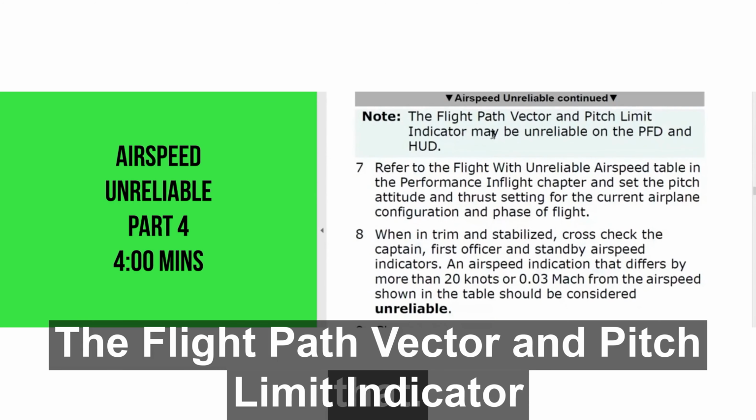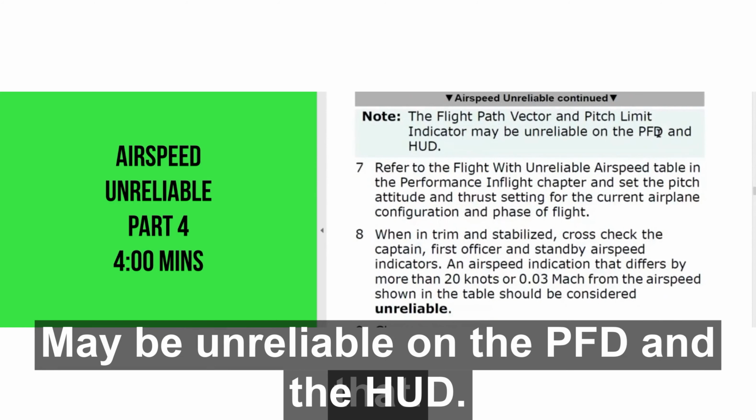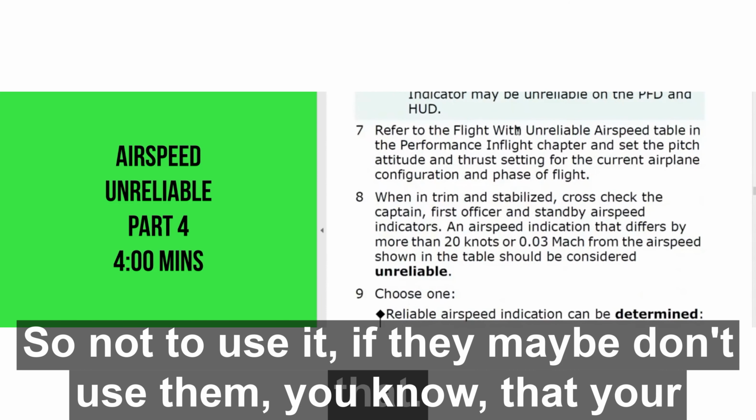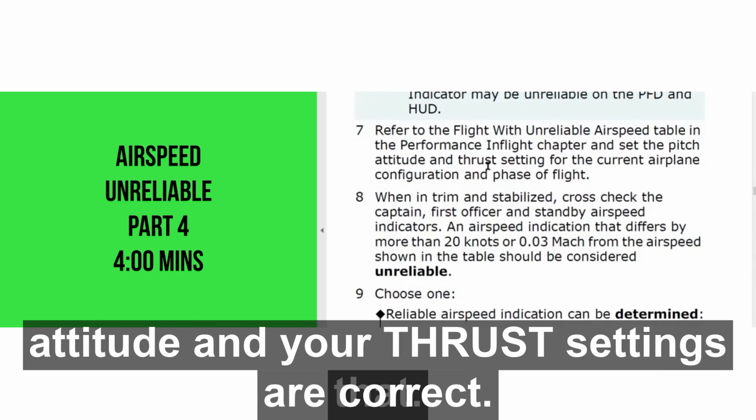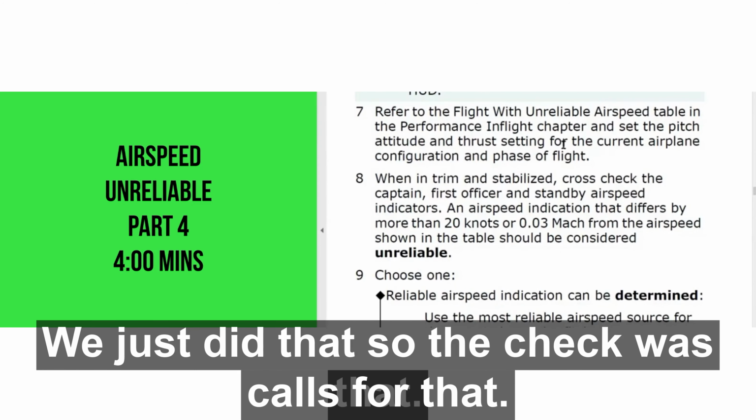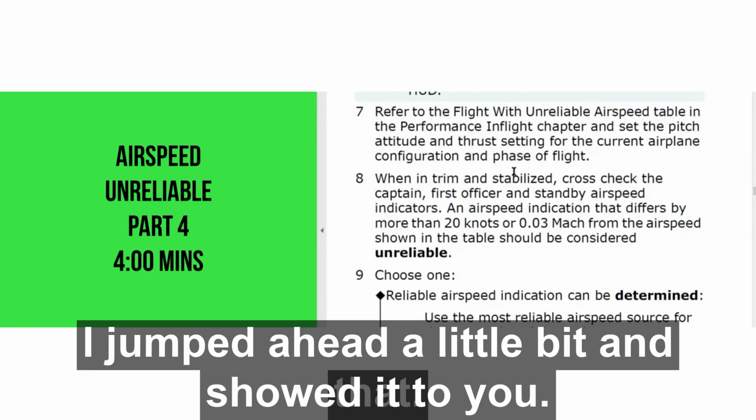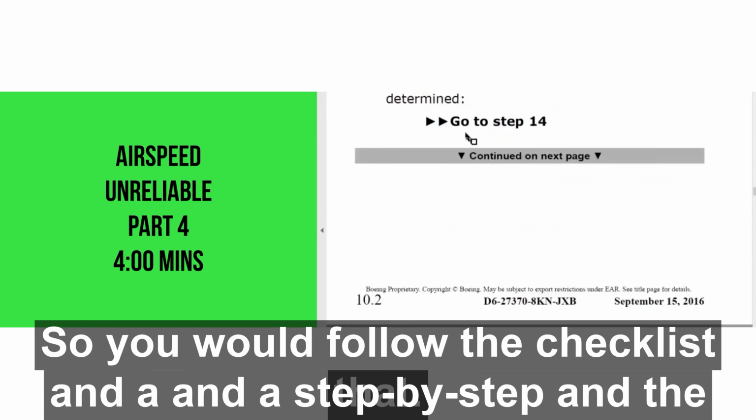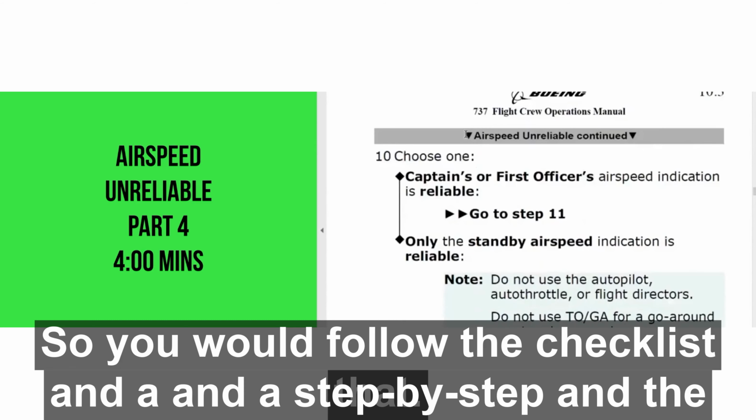The flight path vector and pitch limit indicator may be unreliable on the PFD and HUD, so not to use it. If they may be, don't use them. You know that your attitude and your thrust settings are correct. Refer to the flight with unreliable airspeed. We just did that. So the checklist calls for that. I jumped ahead a little bit and showed it to you. So you would follow the checklist step by step.